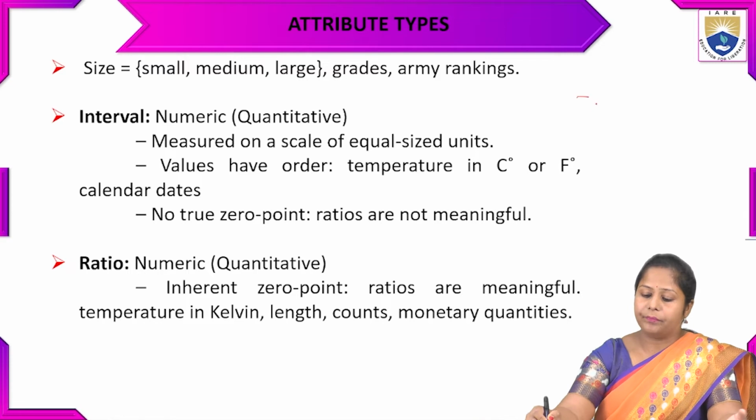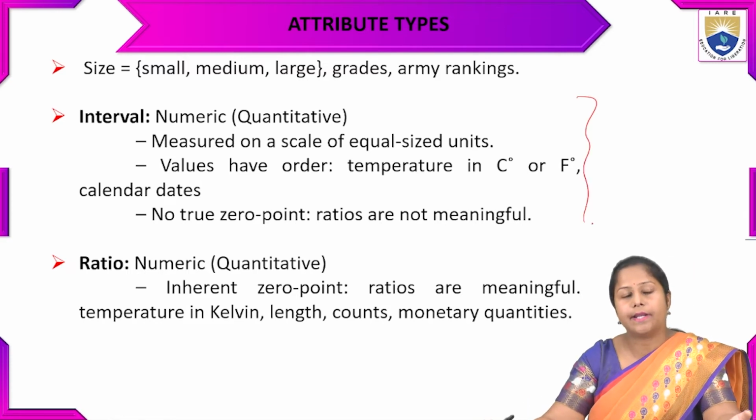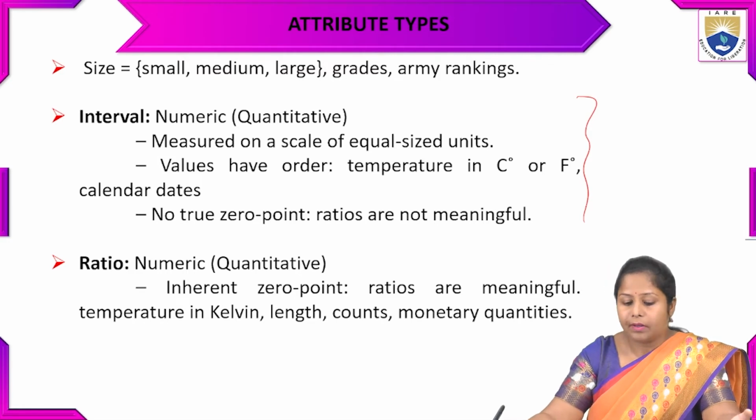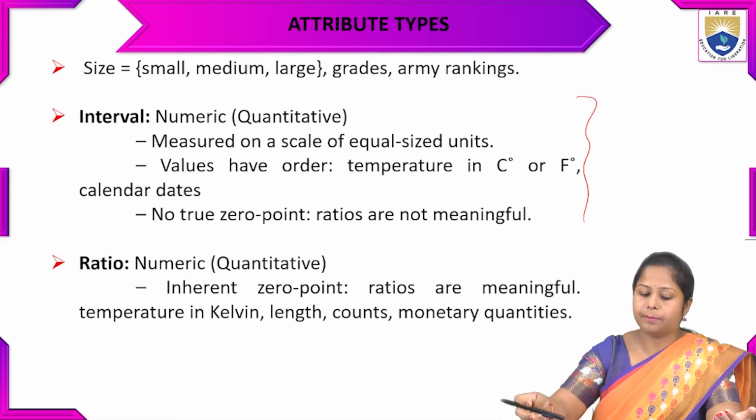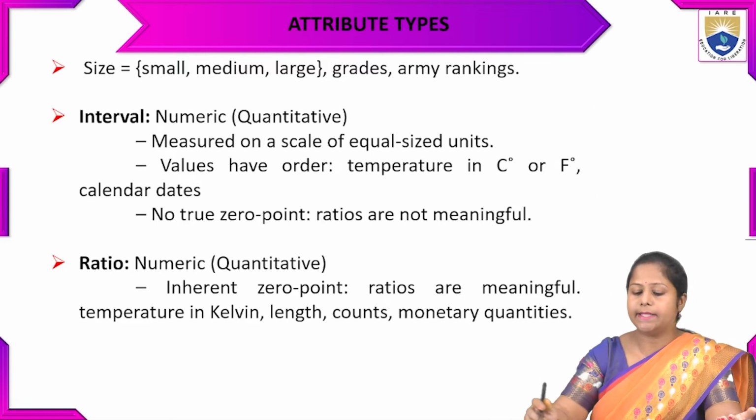Now the third is the interval type of attribute. Interval is nothing but numeric type of data. All the numeric type of data comes into the interval. There will be some ordering, some values will be there. So that comes under the quantitative type of data, measured on an equal size scale.